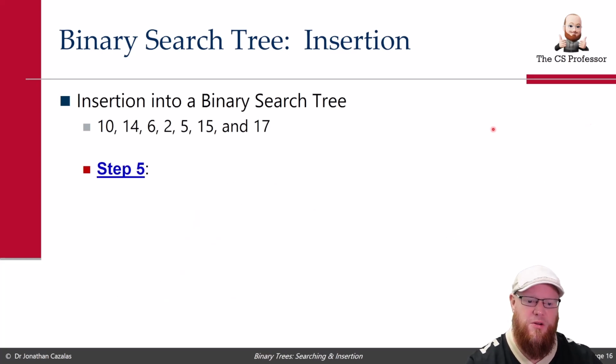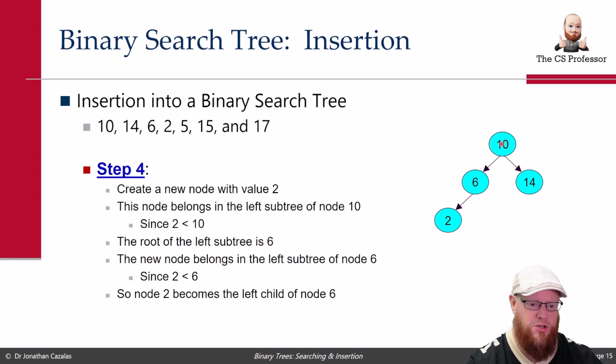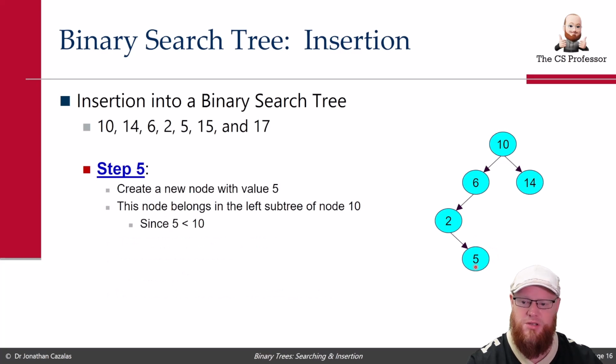So now we want to insert a 5. Where does the 5 go? Start at the 10. 5 is smaller. It goes to the left. Come to the 6. 5 is smaller. It goes to the left. Come to the 2. 5 is larger than the 2, so it goes to the right. We have finally arrived at an empty position with no node. The 5 comes right here where we just depicted.